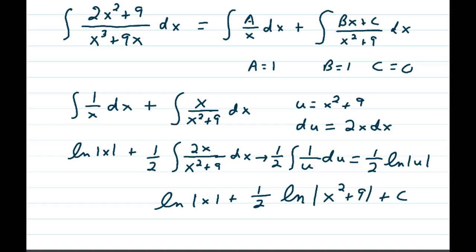First integral, simple, natural log of the absolute value of x. Balancing by putting a 2 on the inside, half on the outside, we get half of the integral of 2x over (x squared plus 9). We get a half then of 1 over u du, which is equal to 1/2 natural log of the absolute value of u. And we end up with a final answer of the natural log of the absolute value of x plus 1/2 natural log of the absolute value of (x squared plus 9) plus c.